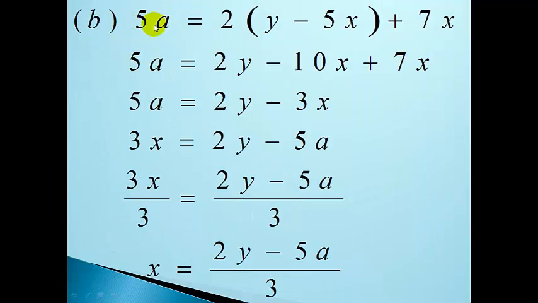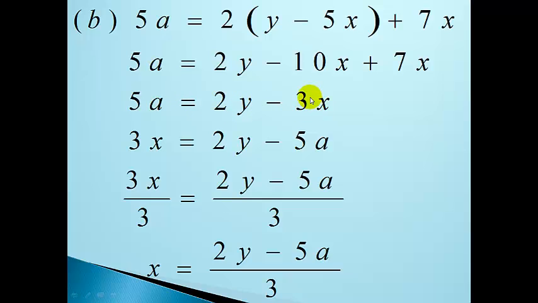Now, considering the example in B, given 5a equals 2 into bracket y minus 5x, plus 7x, we are also making x the subject. We can see that we have the x in the bracket and we also have x here. To group all the x on one side, we have to expand the bracket first. Now 5a on the left is equal to 2 times y equals 2y, and 2 times minus 5x equals minus 10x, plus 7x. Now 5a equals 2y, and minus 10x plus 7x will give us minus 3x. So 5a is equal to 2y minus 3x.